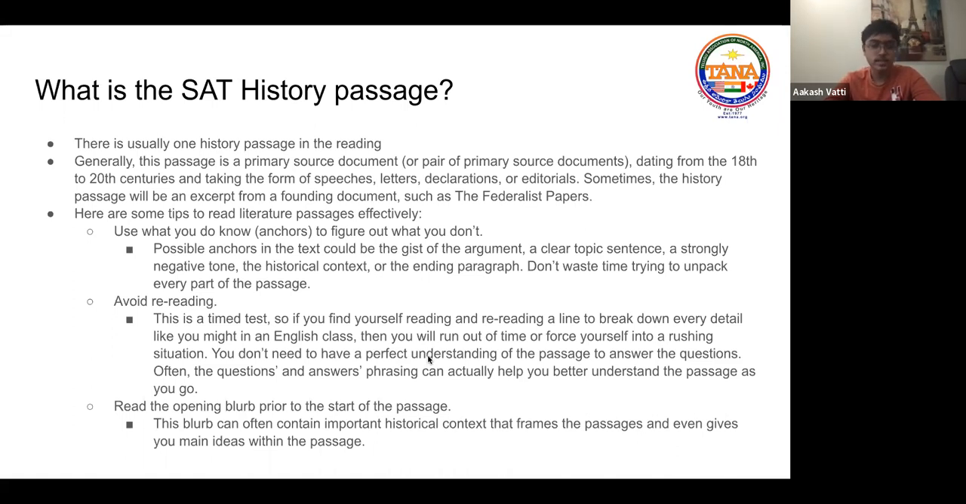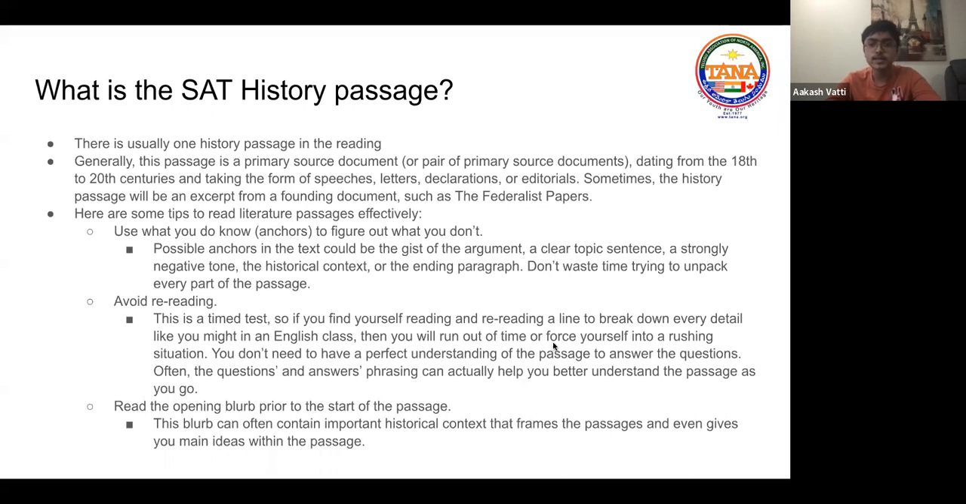Say the passage is an excerpt from the Declaration of Independence. You can tell what it's referring to if you use outside knowledge. So my first tip is to use what you do know, anchors, to figure out what you don't. Possible anchors could be the gist of the argument, a clear topic sentence, a strongly negative tone, or a strongly positive tone, the historical context, or the ending paragraph.